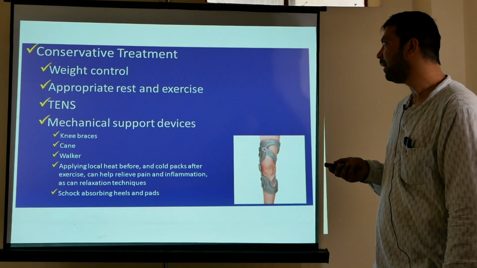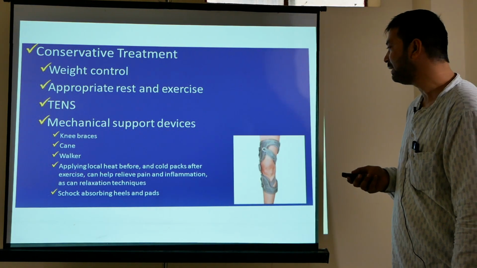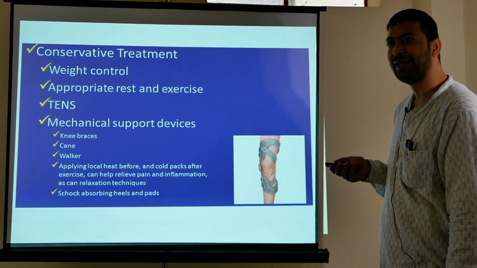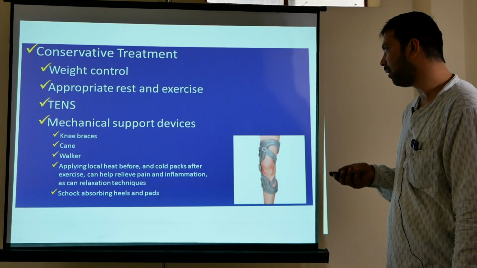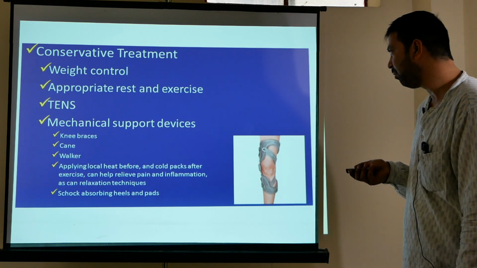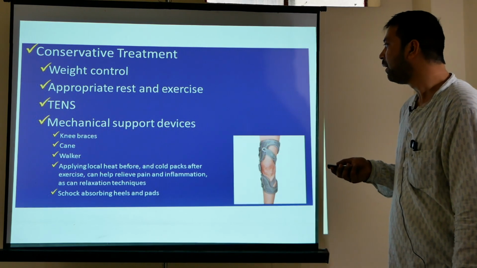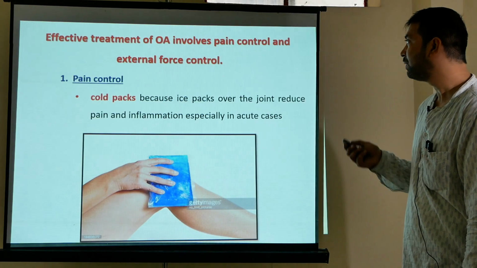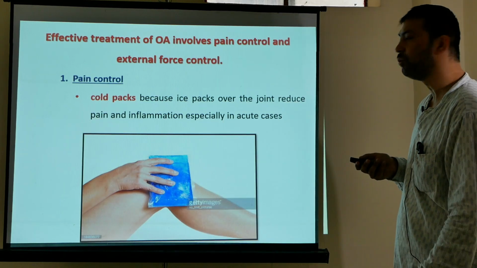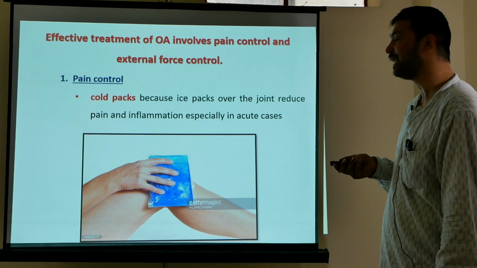So conservative treatment: weight control, appropriate rest and exercises, and TENS as a pain relieving therapy. Mechanical support devices like knee brace, cane, walker; applying local heat before and cold pack after exercise can help relieve pain and inflammation, as can relaxation techniques; shock absorbing heels and pads. First of all, we have to apply cold packs as an acute maneuver to reduce the pain. An ice pack over the joint reduces the pain and inflammation, especially in acute cases.